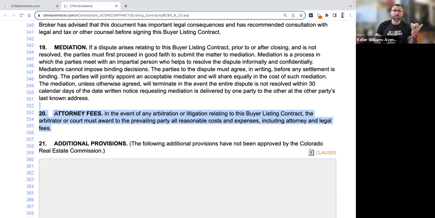Awesome. So if you lose in court, you're also going to pay the legal fees and the attorney fees for the winning party. That goes both sides. If you lose, your client will have to pay all your fees, and vice versa. If you lose, you're going to have to pay your client's legal fees and attorney fees.